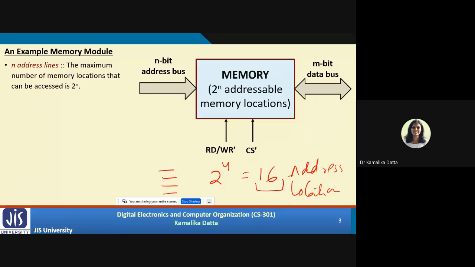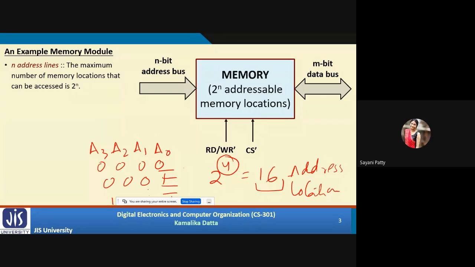And how many bits do you require to represent it? 4 bits. So the address bits will be A0, A1, A2 and A3, and the addresses run 0, 0, 0, 0, then 0, 0, 0, 1, and so on up to 1, 1, 1, 1. Orko Jyoti, is this clear to you? Yes, ma'am. Perfect.